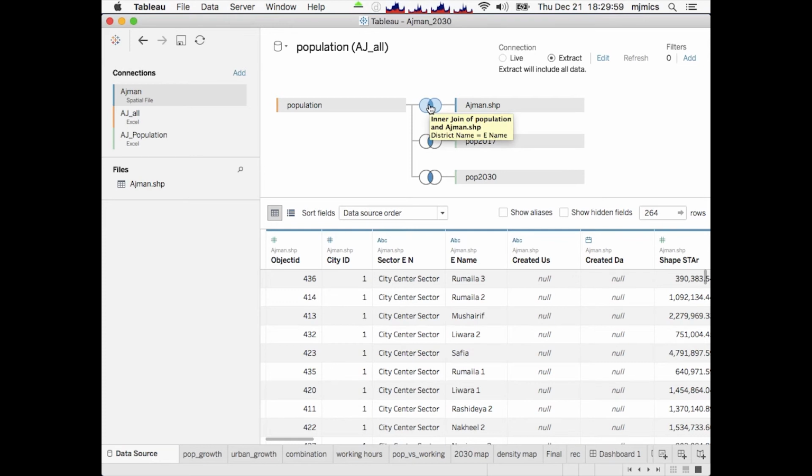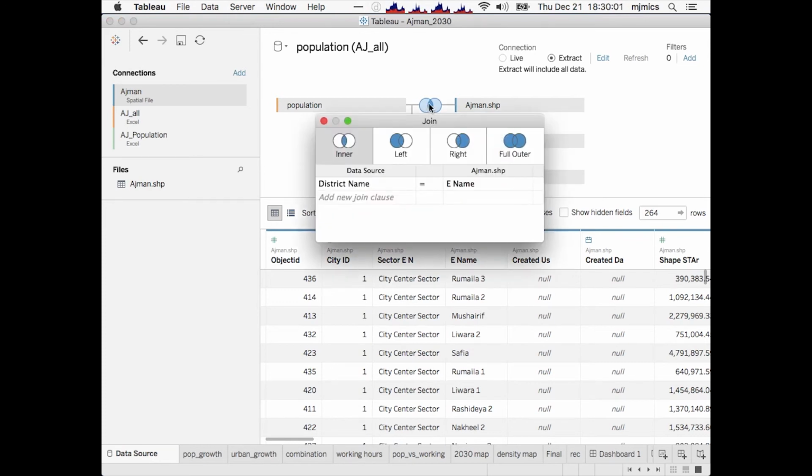We join the table of the population by the district name, and in the shape file, the district name are titled e-name for English name. So we join them by this. We say that maybe primary key or something. After that, the join, for the first time it was not successful until we did this.